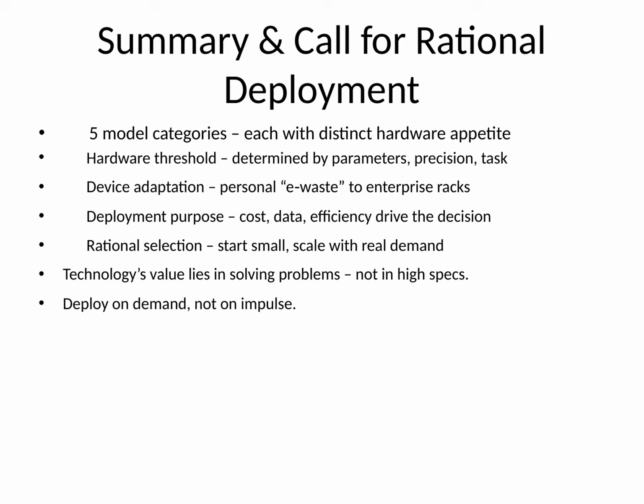To summarize, we have explored 5 major model categories, each with different hardware appetites and deployment implications. We discussed how hardware thresholds are shaped by parameter size, numerical precision, and task type. We looked at device adaptation from budget personal systems using older GPUs to enterprise racks with multiple high-end accelerators. We examined when local deployment makes sense, driven by cost, data sensitivity, and efficiency, and when cloud solutions remain the better choice. Finally, we emphasized rational selection.